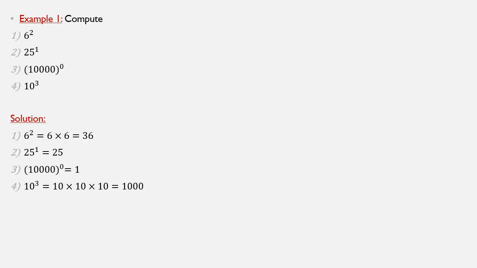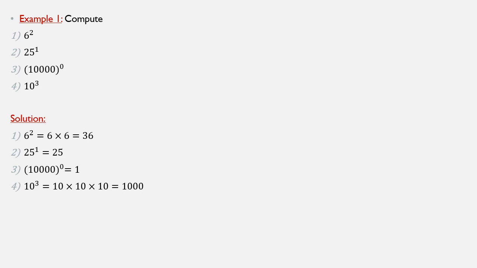Let's try to solve these two examples. Example 1. Compute or calculate. Part 1. 6 to the power 2, or 6 exponent 2. We can also say 6 square. If the power is 2, we can read it as a square. So the solution: 6 to the power 2 means we are multiplying 6 by itself 2 times. So it's equal to 6 times 6, equal to 36.